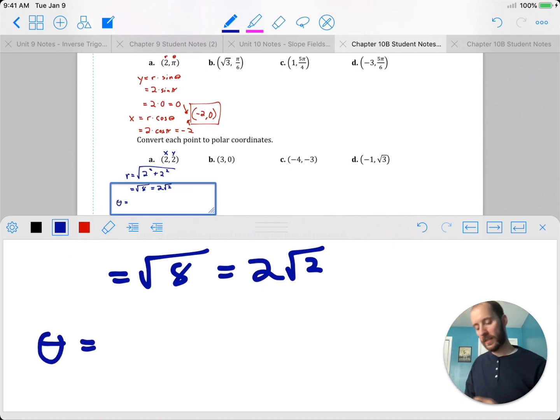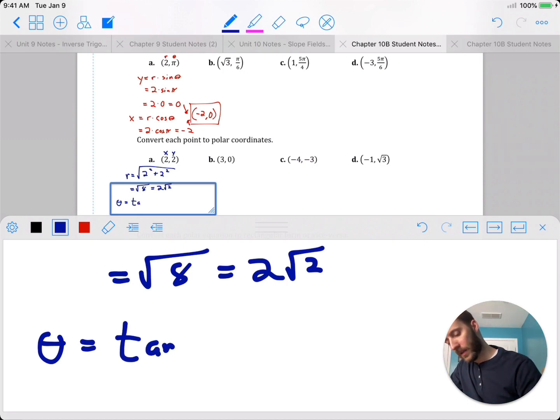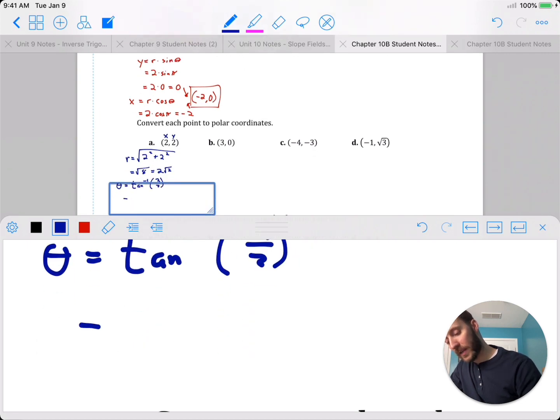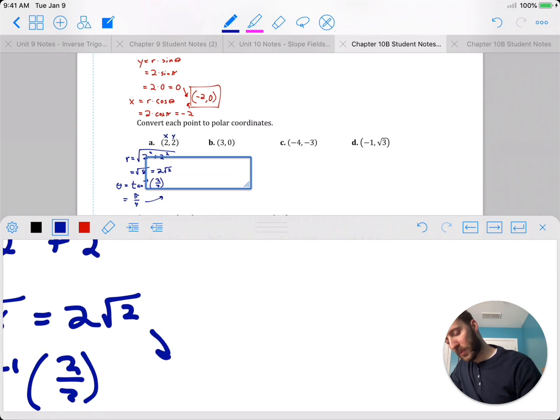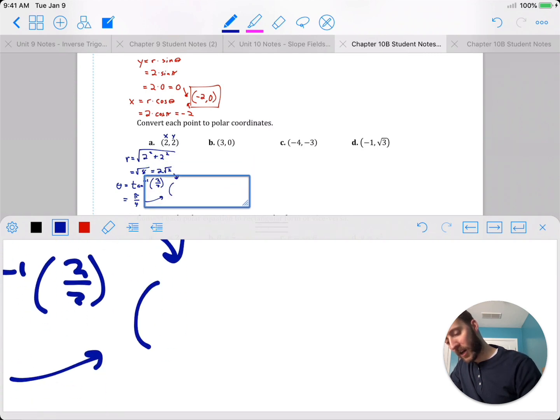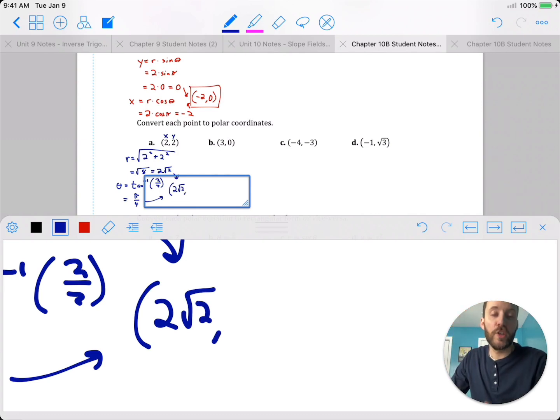To get theta, theta is inverse tangent of y divided by x, so 2 over 2. Inverse tangent of 1 is pi over 4. So putting these together, r comma theta. So 2 root 2 units in the direction of pi over 4.